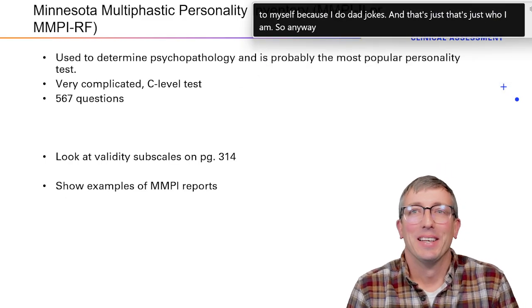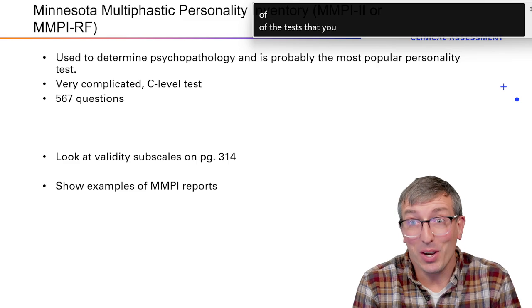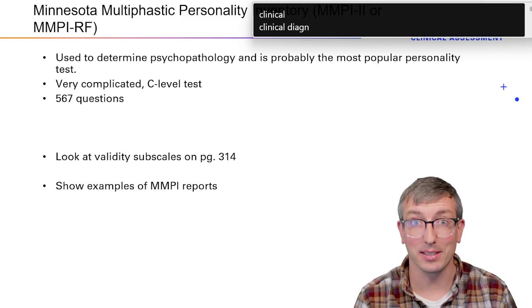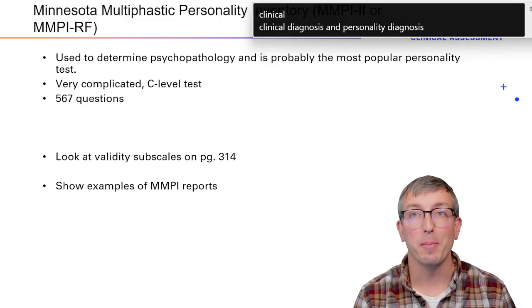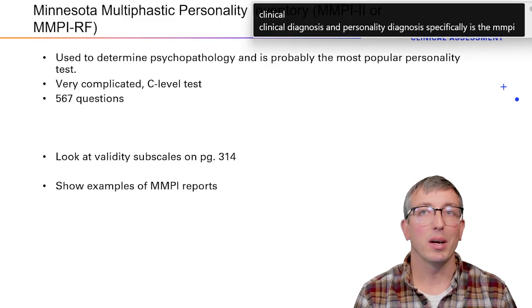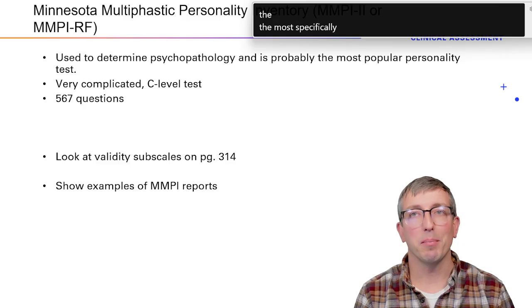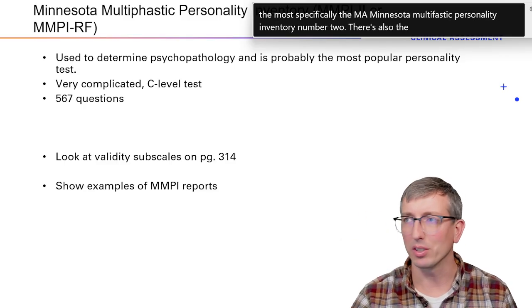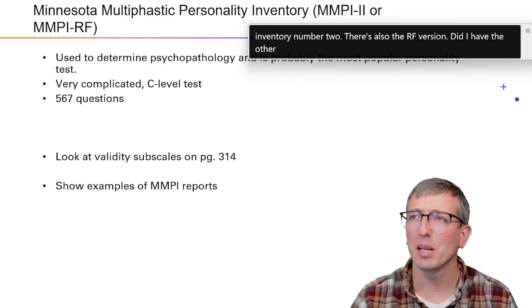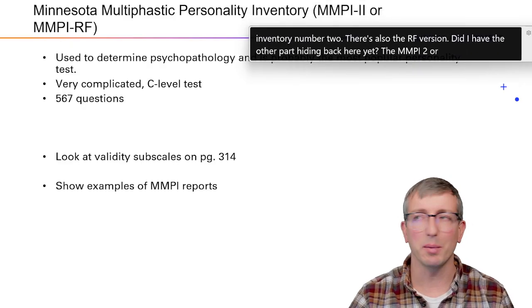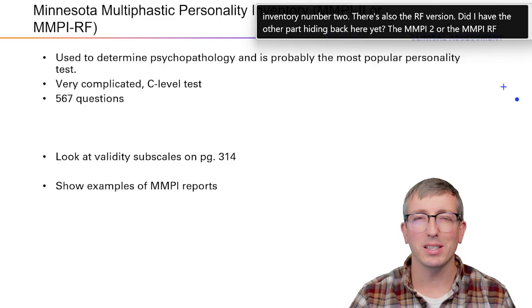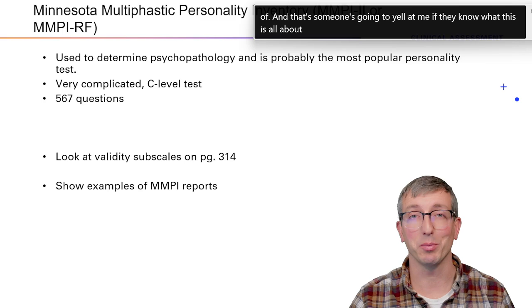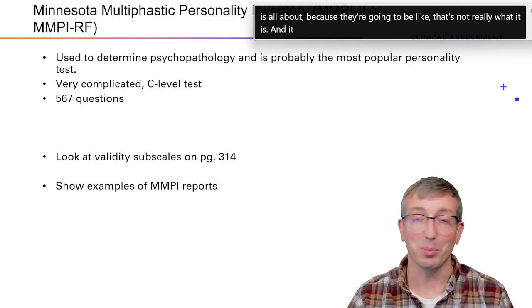So anyway, one of the tests that you should know that is related to clinical diagnosis and personality diagnosis specifically is the MMPI. Most specifically the Minnesota Multiphasic Personality Inventory number 2. There's also the RF version. Yeah, the MMPI-2 or the MMPI-RF. They're basically just like the long version and the short version, kind of. And someone's going to yell at me if they know what this is all about, because they're going to say, "That's not really what it is," and it's not. But that's okay.